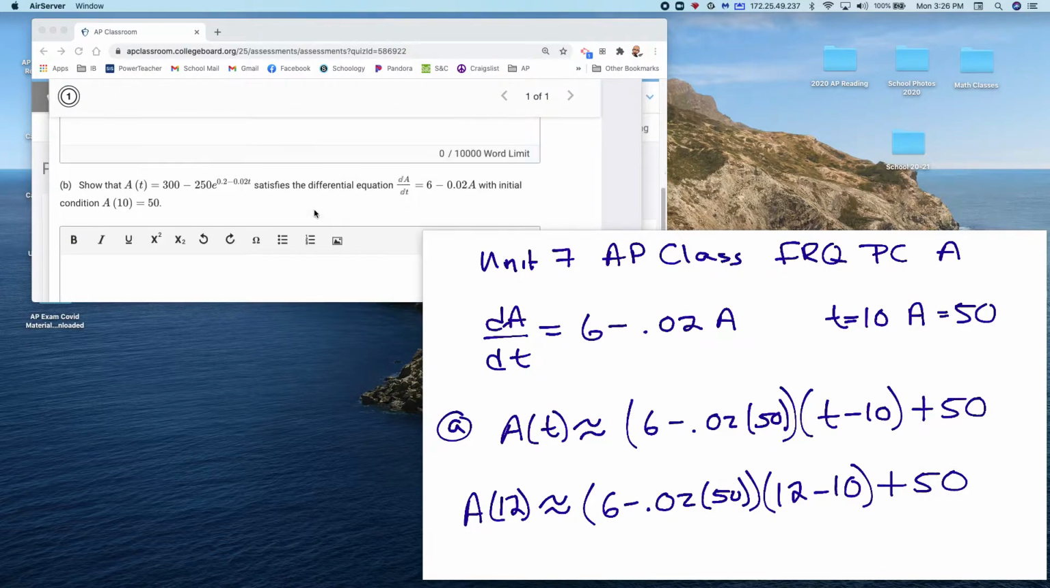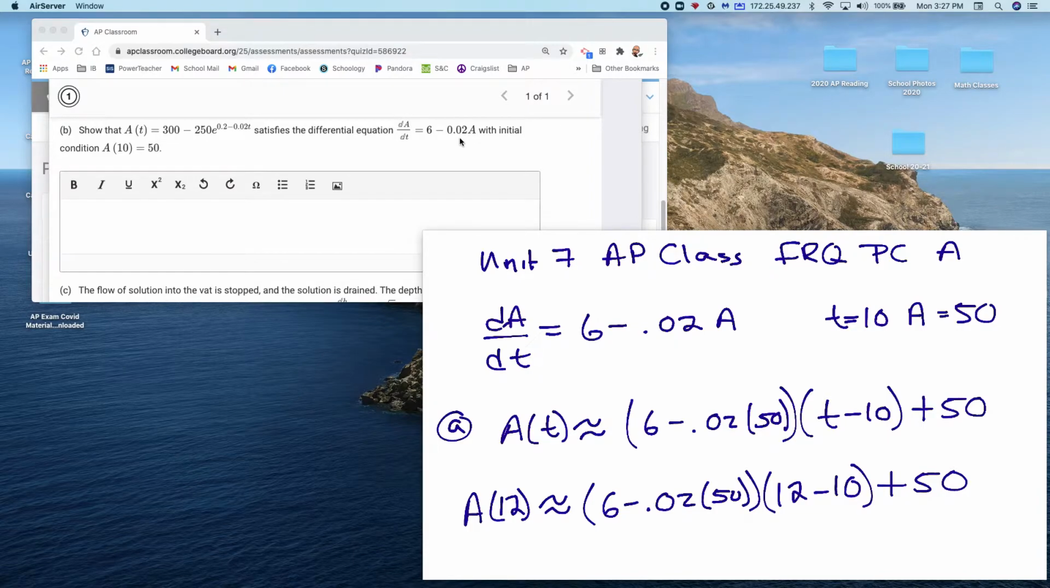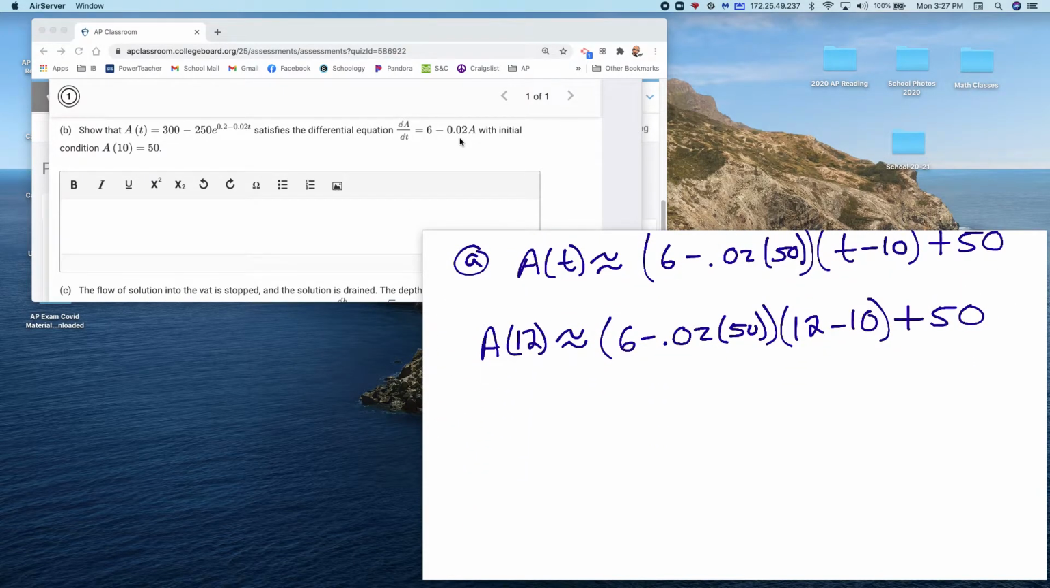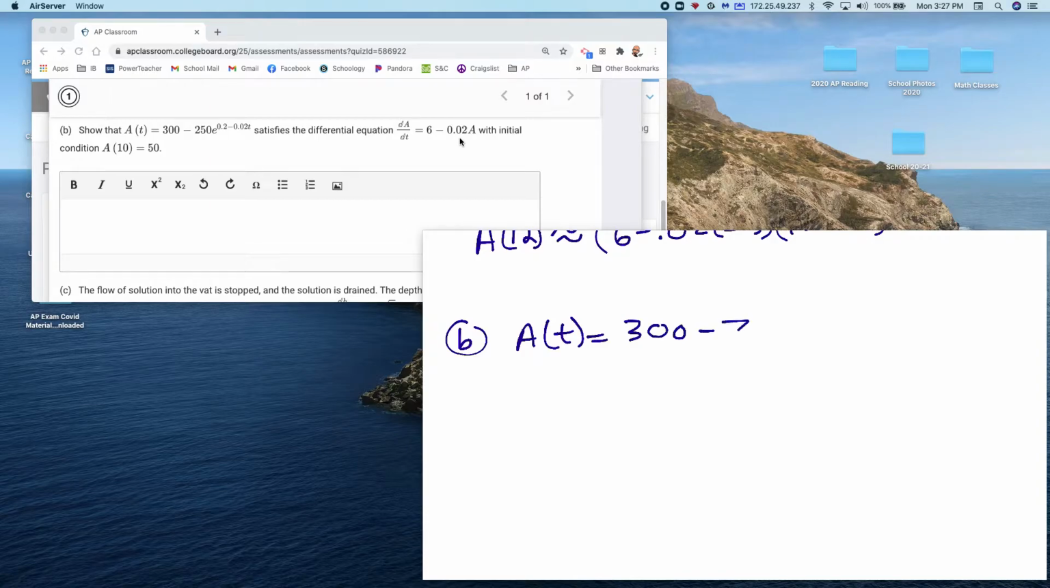So then we get to part B. Part B says show that this A of t satisfies this differential equation. Initially you think, oh, I'm just going to do separation of variables, but there's an easier way. You're given A of t equaling 300 minus 250 e to the 0.2 minus 0.02 t. Figure out what A prime of t is.